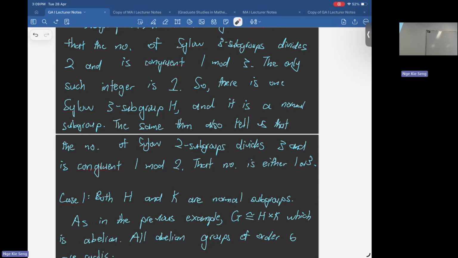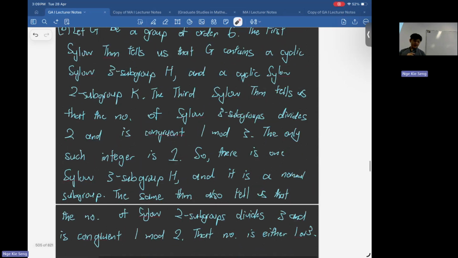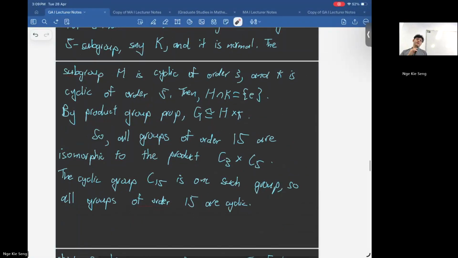If C2 cross C6, then that's a different story already. C2 cross C6 shouldn't be a cyclic group, right? For example, C2 cross C4 shouldn't be a cyclic group. You should prove that there's no element of order 8 there. But C3 cross C5 can, because you can find an element of order 15. What's the element in C3 cross C5 that has order 15?